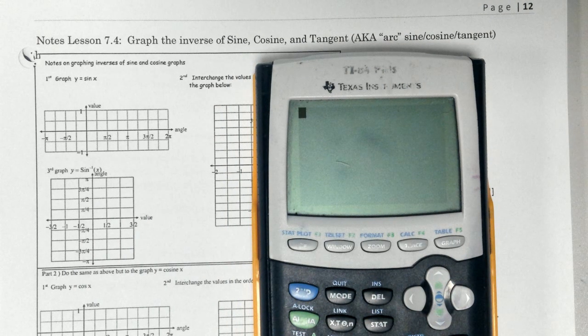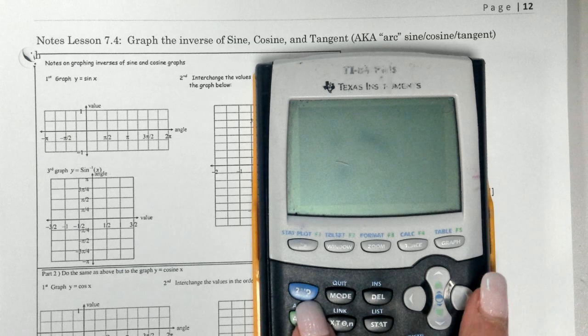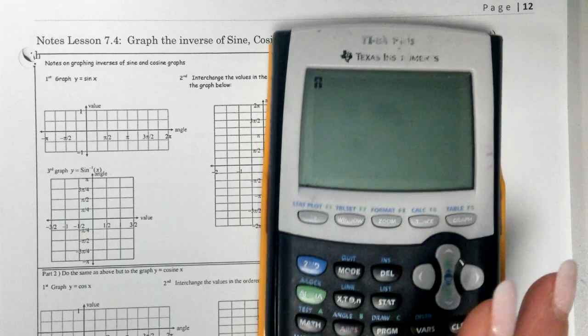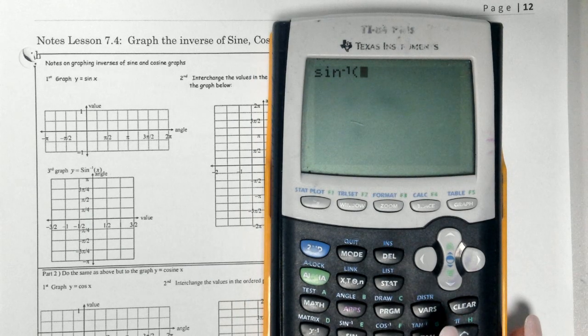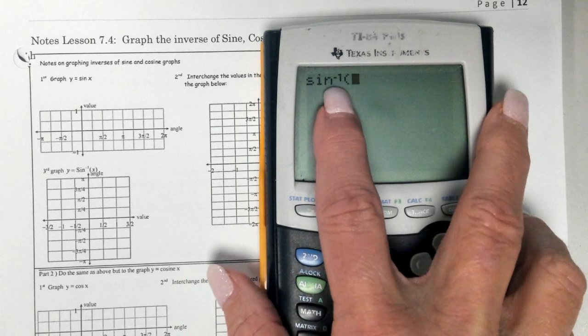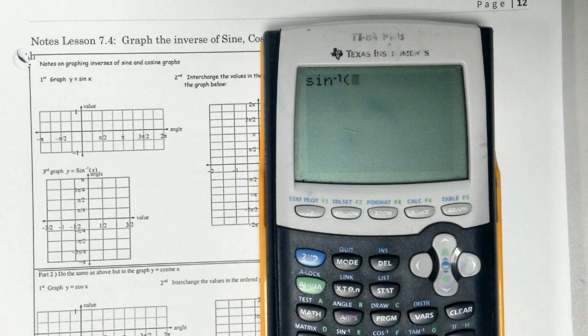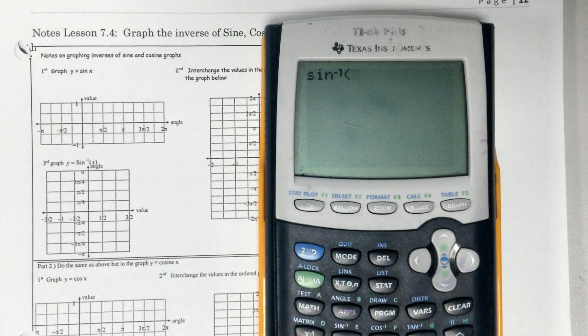All right. To do inverse trig, we hit the second key, and then the sine button, and it looks like a sine to the -1, but that just represents inverse. It's telling the calculator, hey, I'm going to put the ratio, the sine ratio in the parentheses. I need you to give me the angle.